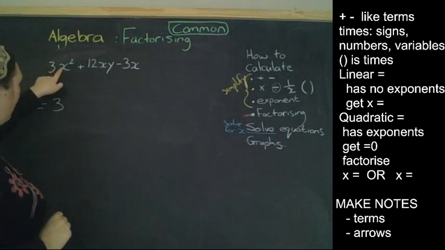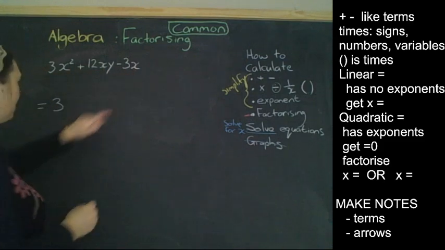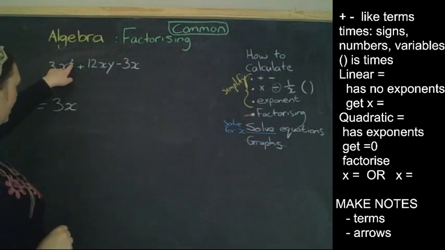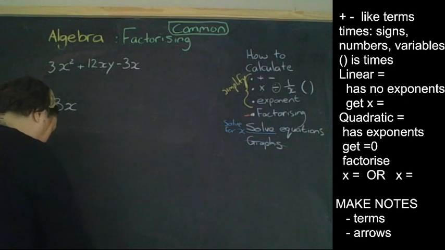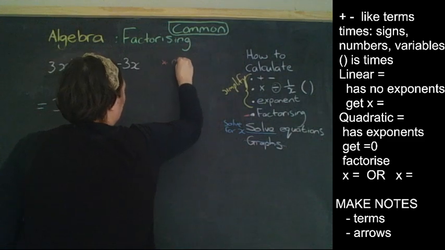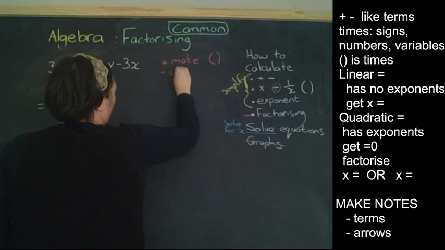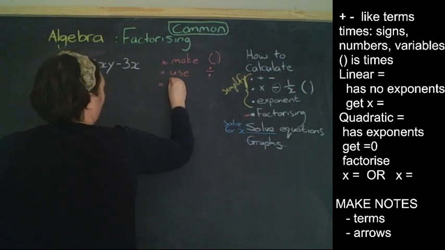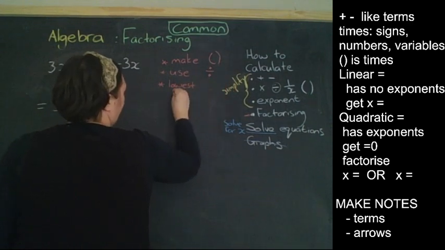Don't stop there. What else do they have? This one has an x, that one has an x, and that one has an x. So x is also a common factor. We're not going to take out x squared. You're always going to look for the lowest exponent. Let's go like this here. We want to make brackets. We're going to use divide, and we want to take out the lowest exponent.